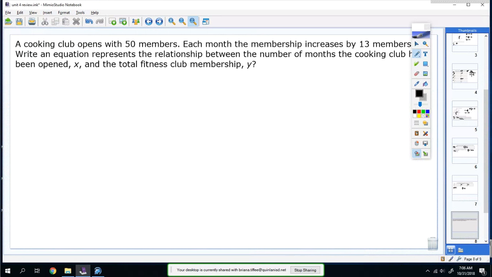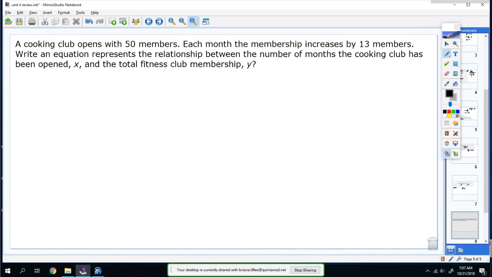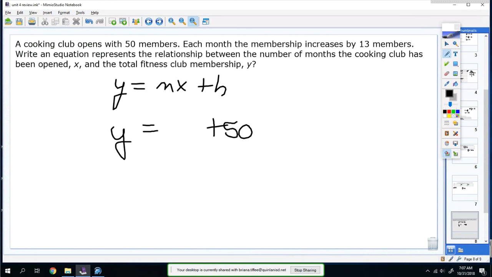All right. A cooking club opens with 50 members. Each month, the membership increases by 13 members. Write the equation to represent the relationship between the number of months the cooking club has been open, x, and the total cooking club membership. Okay, so we're going to have y is equal to mx plus b. m is your constant rate of change, which is what it's constantly increasing by, and b is just your one-time thing. So my one-time thing would be 50 members because it starts with 50 members. It doesn't go up by 50 members every month. It just starts with 50.